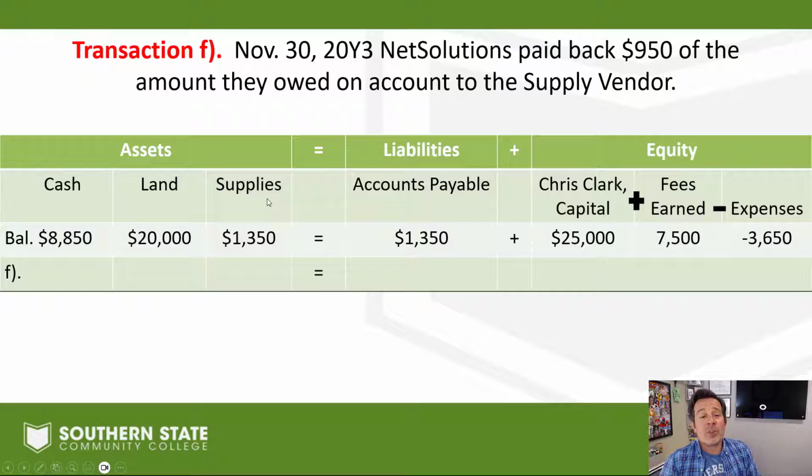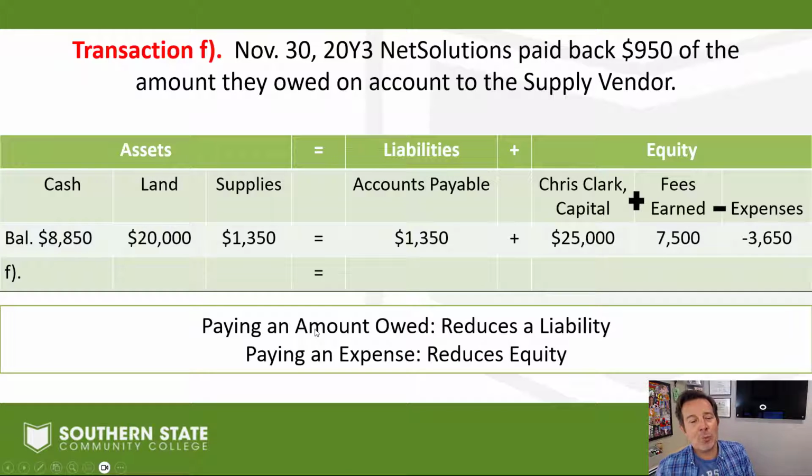Next up, on November 30th, we paid back $950 of the amount we owed to our supply vendor. Remember earlier, we bought supplies on account. We bought the supplies, buy now, pay later, and we recorded that accounts payable. We owe $1,350 to our supply vendor. We're going to pay him back a little bit. Not paying back the whole thing. We're paying back $950. Cash is going to come down. That accounts payable is going to come down.